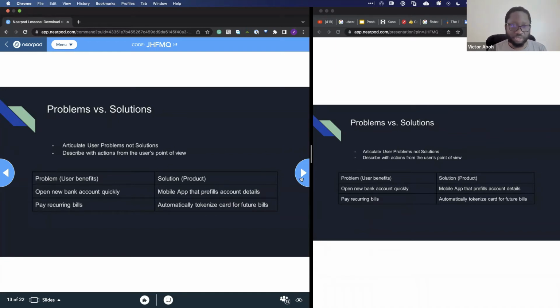So just a note that, as product leaders, when we're framing product strategy, we want to stay on the problems. We want to give our product teams problems to solve.